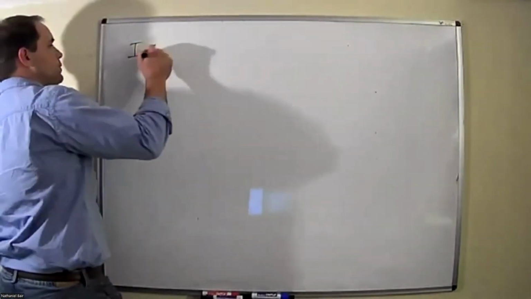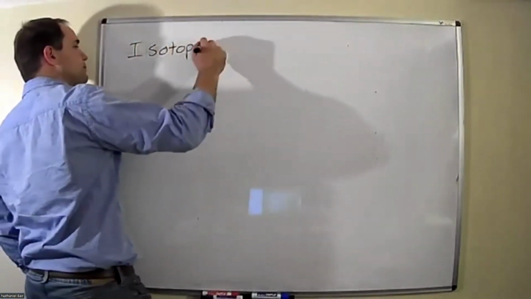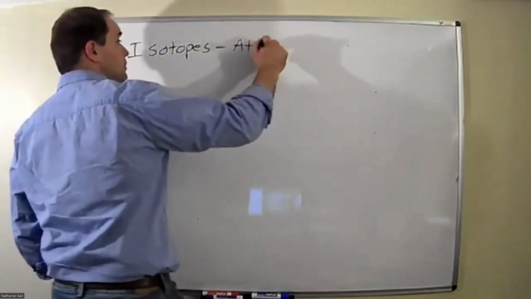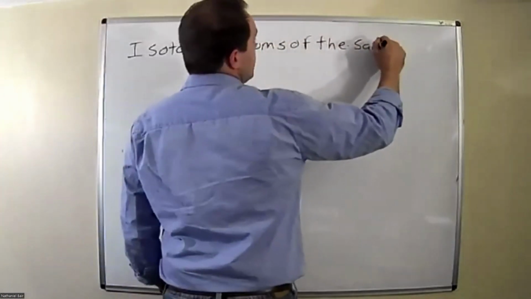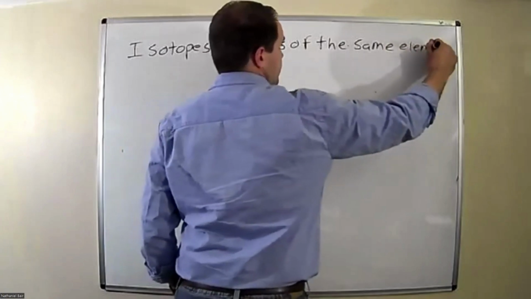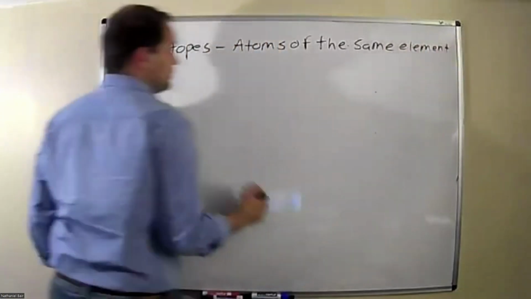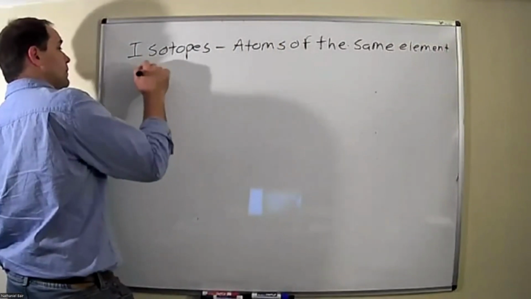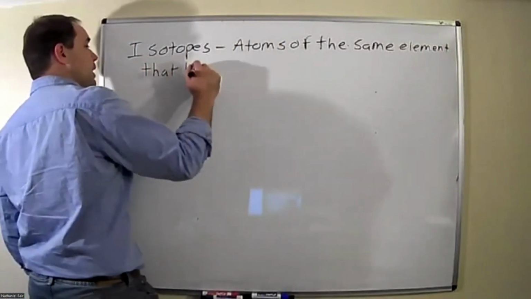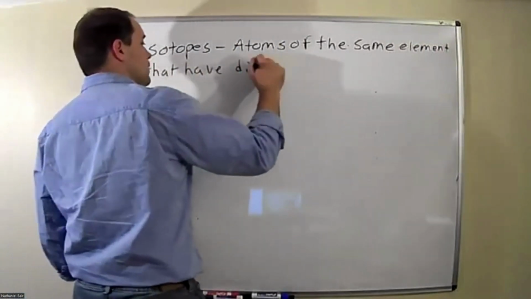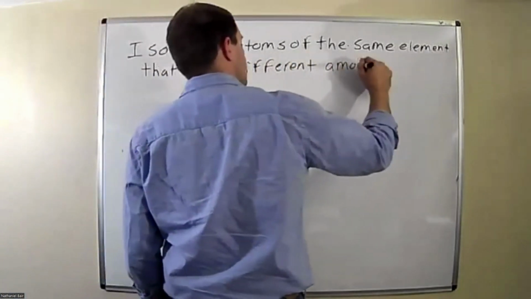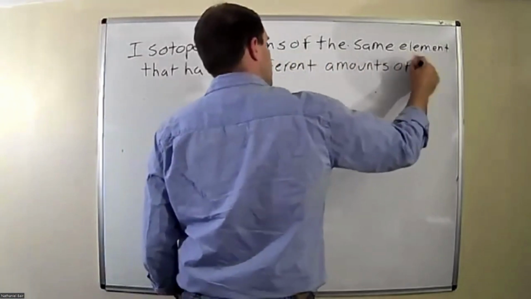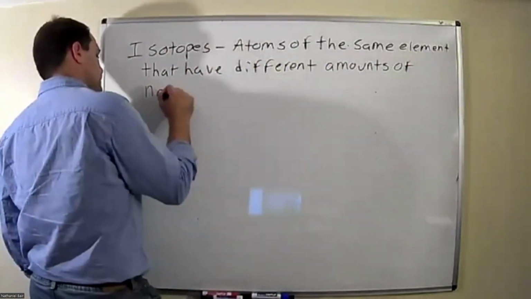Right. Isotopes. Atoms of the same element that have different amounts of neutrons.